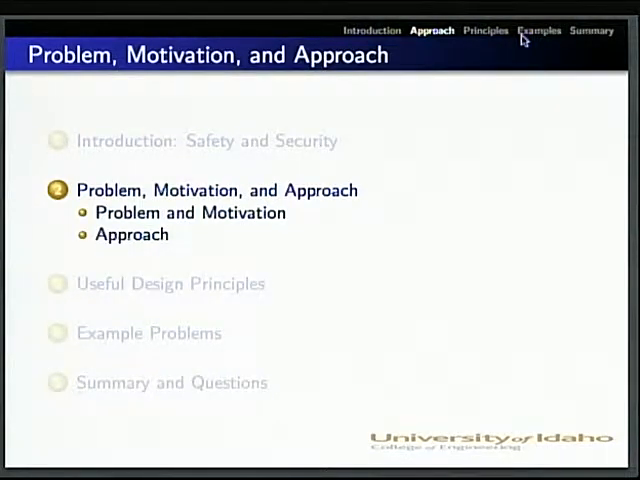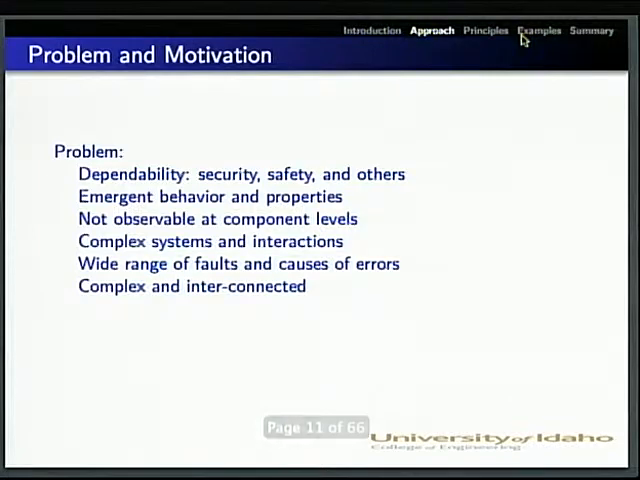So what's the overall problem and what is the motivation? I mean, you see that is almost obvious, but I still like to state it. And then what approach I believe we should pursue. So the problem is that all of these properties, what we call the ilities, like security, safety, and all of the dependability properties, are actually what we call emergent behavior.